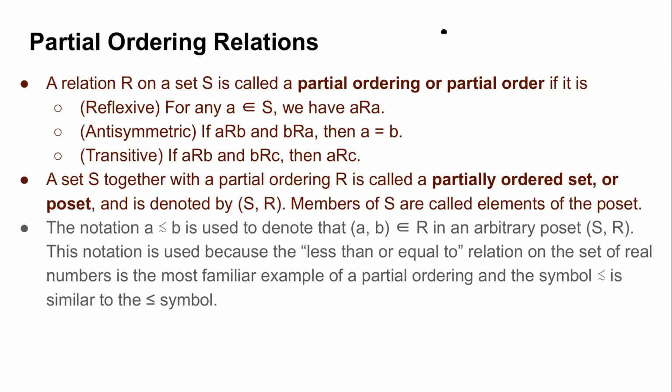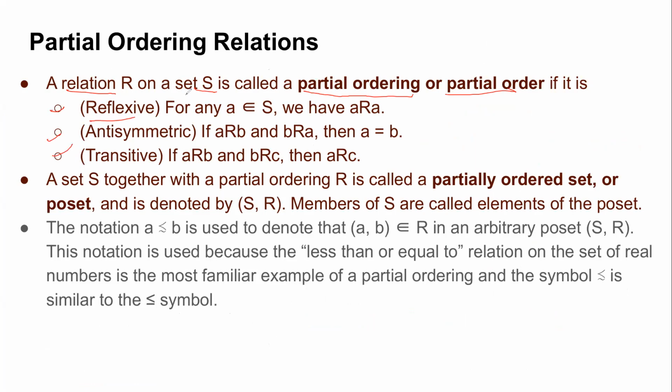What we discuss next is again a very important relation, which is known as a partial order relation. Let us see how a partial order relation is defined and what its significance is. A relation R on a set S is said to be a partial ordering or a partial order if it satisfies these three properties.